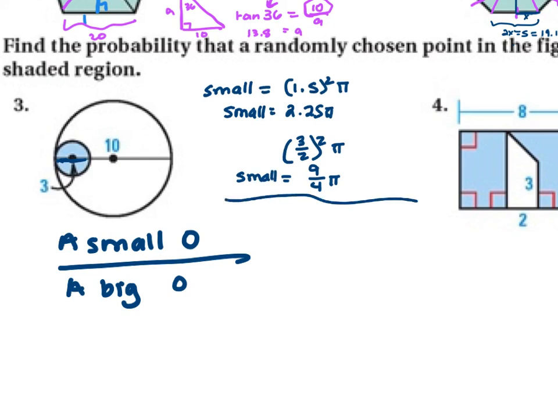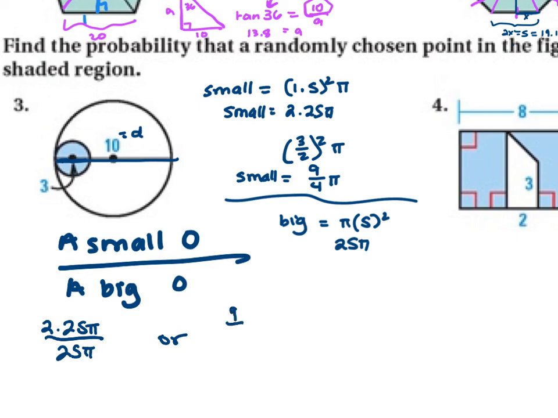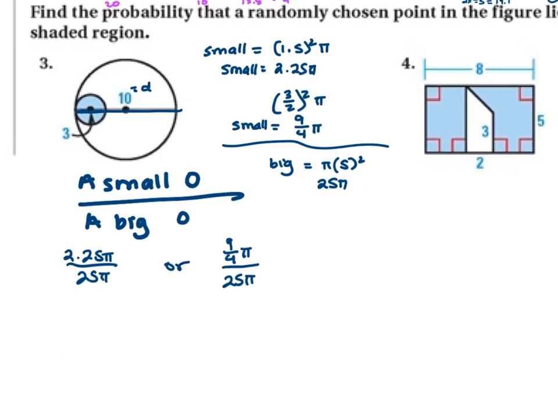The area of the big circle, this again is in the middle, so that's telling you that that's the diameter. So the radius would be 5. So it would be pi times 5 squared, or 25 pi. So the area of the small over the big, you can either do it as 2.25 pi over 25 pi, or you could do 9/4 pi over 25 pi. Either way, you can't leave a decimal inside the fraction, and you can't leave the fraction inside the fraction.